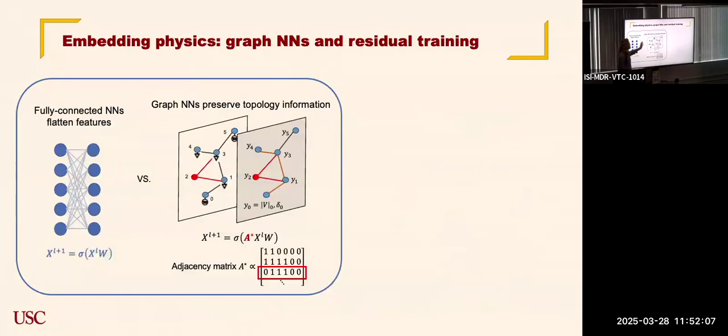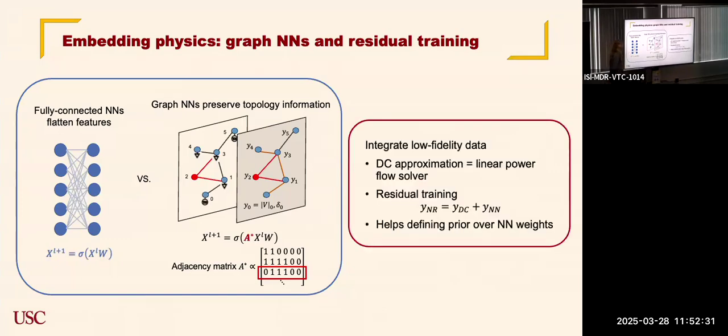In particular, we use a graph convolutional neural network. Basically, the idea is that we create this adjacency matrix, which tells the algorithm what inputs and also outputs are connected to each other. And so it just works a little bit differently than a fully connected neural net.